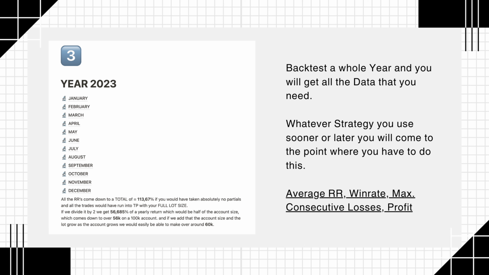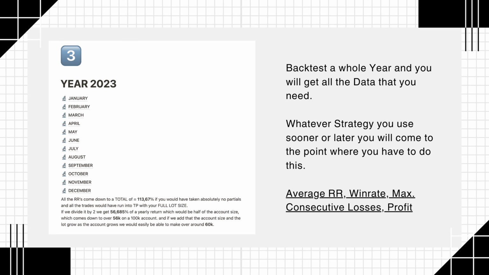your account. In this case, my maximum consecutive losses in year 2023 with CRT was 6 losses. So I had 6 losses back to back, and then after that I made a profit. And also your main profits. In here you can see all the risk rewards come down to a total of 113.67% if you would have taken absolutely no partials.